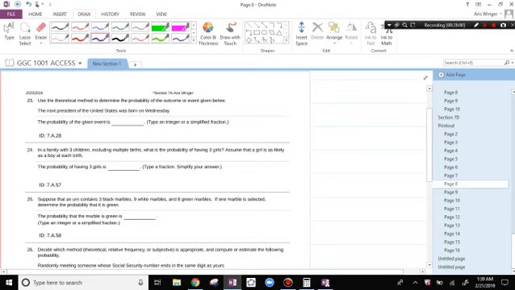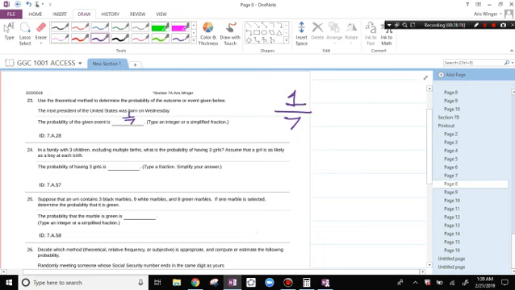Use the theoretical method to determine the probability of the outcome or event below. The next president of the United States was born on a Wednesday. There are 7 days in the week. Wednesday is one of them. The probability is 1 out of 7.